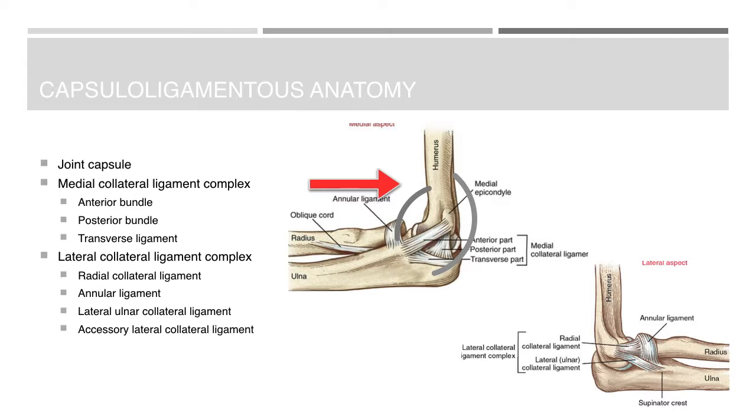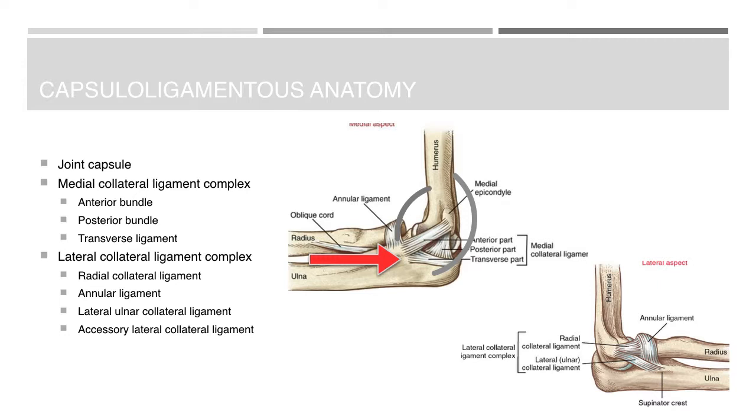There are 2 ligamentous complexes that contribute to the static stability of the elbow joint. The medial collateral ligament complex, or the MCL, is comprised of anterior and posterior bundles, as well as the transverse ligament. The anterior bundle originates from the anterior-inferior aspect of the medial condyle and inserts onto the sublime tubercle of the ulna. The posterior bundle originates behind the anterior bundle and inserts along the mid-portion of the greater sigmoid notch.